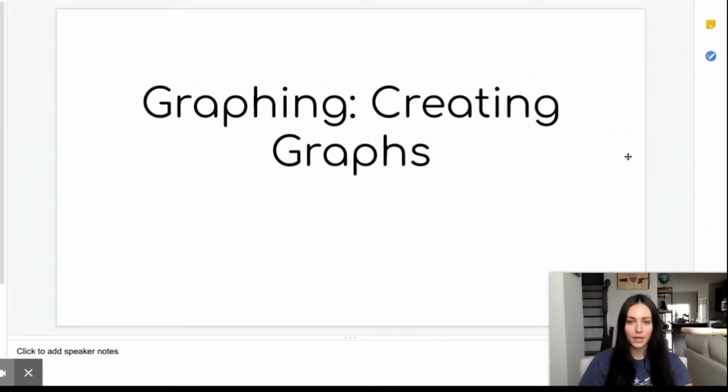Today, we are going to look at graphing and how to create an effective scientific graph. You'll want to have handy for this lesson a ruler, some graph paper, and a pencil.